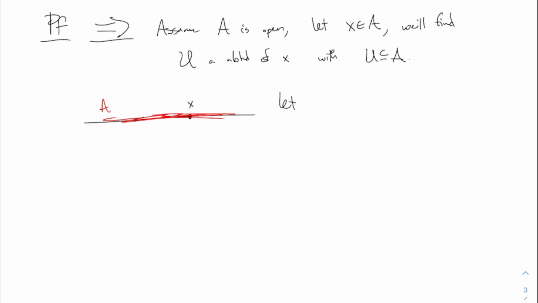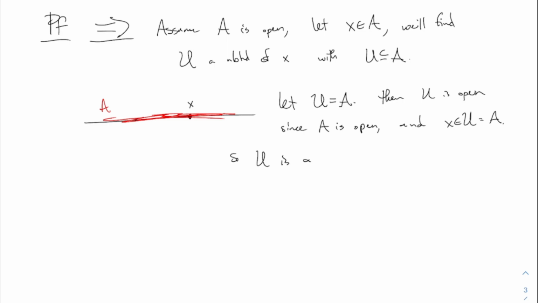So I'm going to say let U equal A. Then U is open, because I said A is open, and U is A. And X is an element of U, because U equals A, and X is an element of A. So U is a neighborhood of X. Great. You can always just take the entire thing to be the neighborhood. The neighborhood doesn't have to be itty-bitty small, okay?